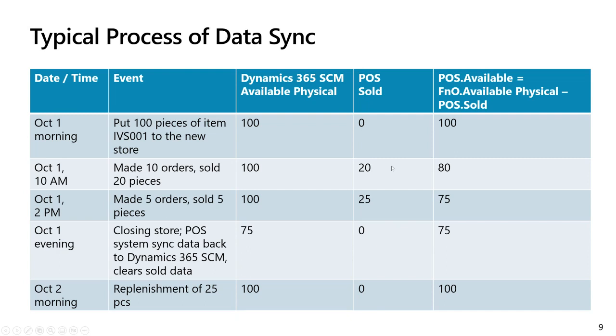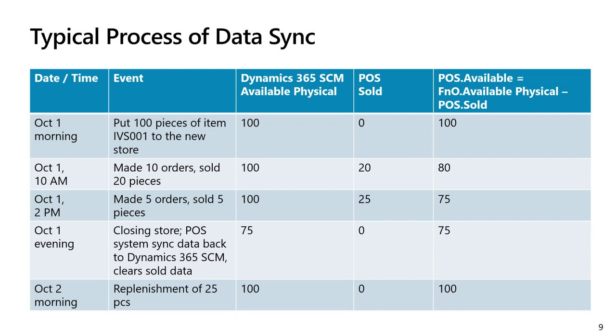In the morning at, say, 10 a.m., the POS system made 10 orders that sold 20 pieces in total. What it is required to do is nothing more than telling the inventory visibility service that the POS system has sold 20 pieces. And the inventory visibility service would calculate that there are 80 pieces available to be sold. A similar story happens in the afternoon, when the store sold 5 more pieces and there are 75 pieces remaining.